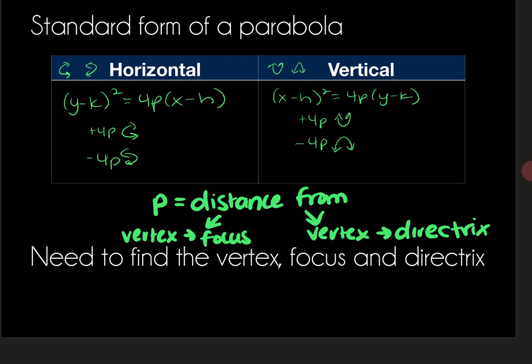Make sure that your vertex and your focus are both coordinate points, and your directrix is either an x equals a number or a y equals a number depending on its direction. If the directrix is vertical, then it's an x equals, and if the directrix is horizontal, then it's a y equals. So same kind of thing with parabola. Here's an equation: put it in standard form, find the vertex, the directrix, and the focus, and graph.